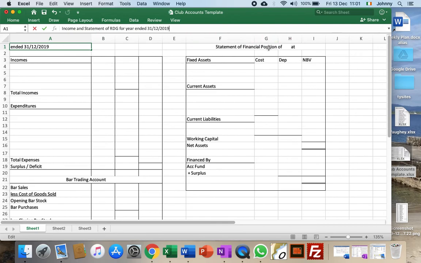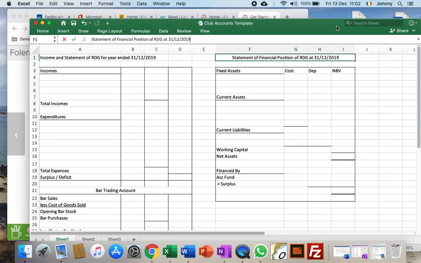And then a statement of financial position. We would have in the past called this a balance sheet. The statement of financial position is quite acceptable as well. It means the same thing. So, RDG at 31st of December 2019. Now, if I just go through the parts of the question.